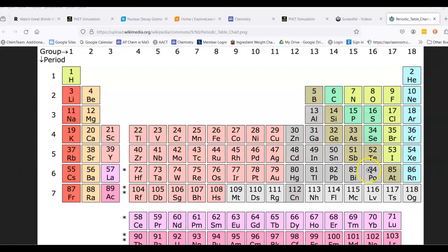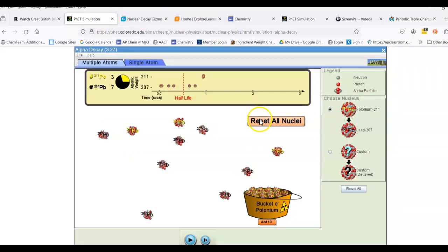I've got this periodic table right here that is just showing atomic numbers. So here's polonium, atomic number 84, and lead, atomic number 82. So that's going to become important in just a second. I'm going to come back here, and what I'd like to do is show you what's going on in alpha decay of polonium using this animation.